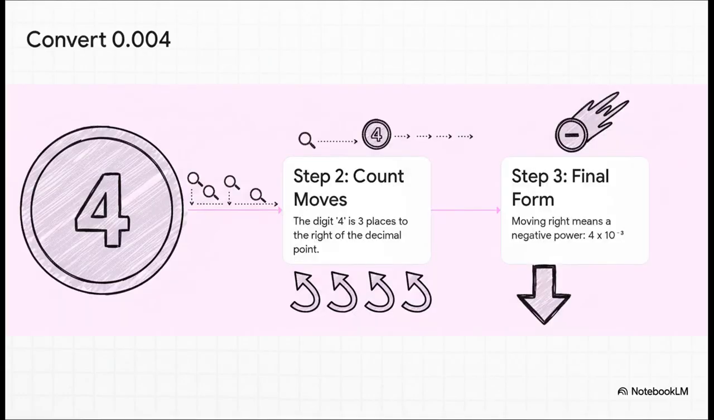Okay, let's take 0.004. The only important digit here is 4, right? So that's our number between 1 and 10. Now, how many places does the decimal point have to hop to the right to get from 4 all the way back to 0.004? Let's count. 1, 2, 3 places. Since we're moving right to make the number smaller, our power becomes -3. So we end up with 4 times 10 to the power of -3.